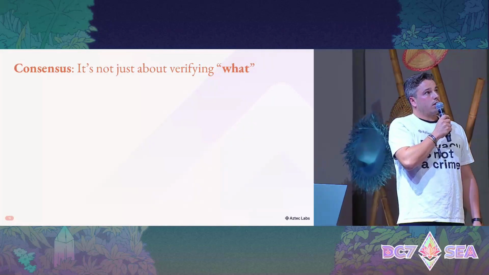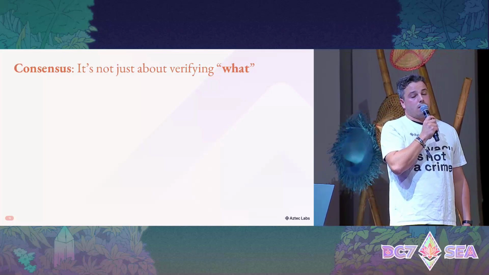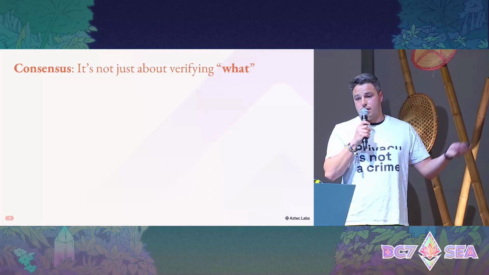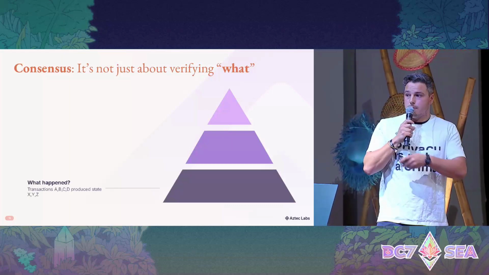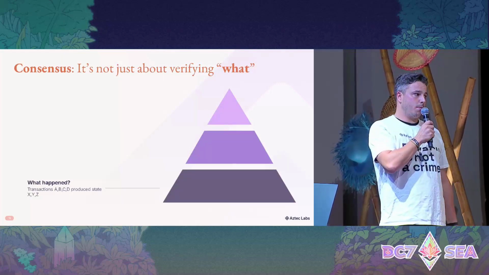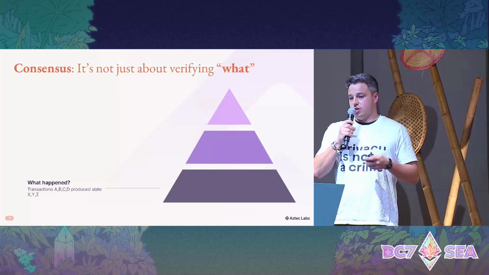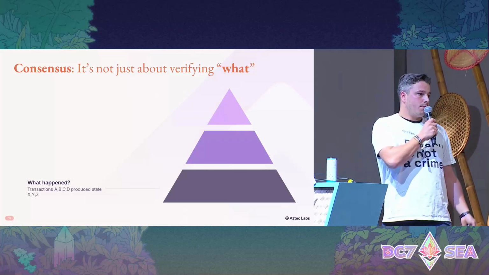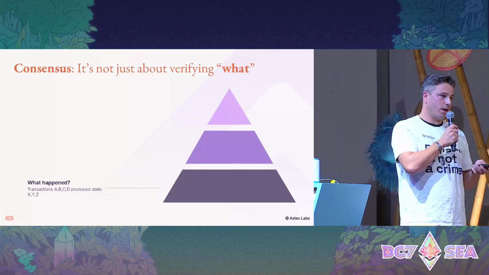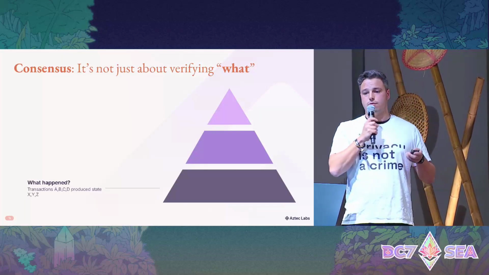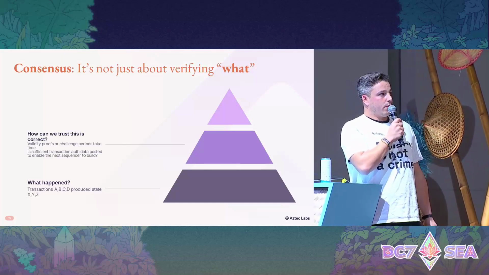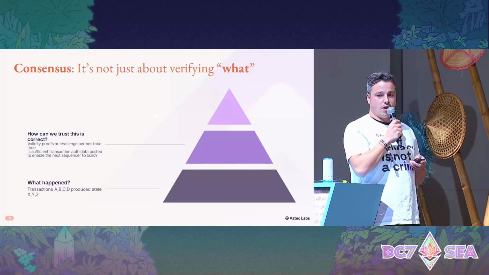Cool. So the last part is the most important. We have to verify everything we just talked about. Usually when we think about consensus, we just think about verifying what happened: did these transactions produce this state? And that's fine. But when we're talking about decentralizing sequencers, we have to verify a lot more than that. We also have to verify how did this happen?